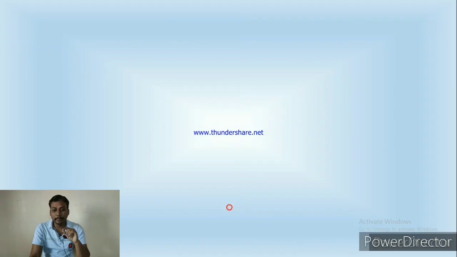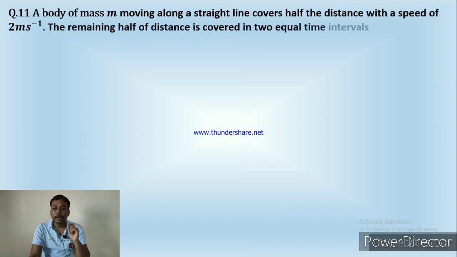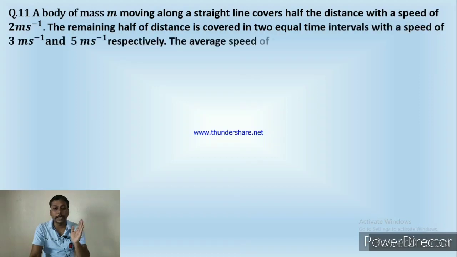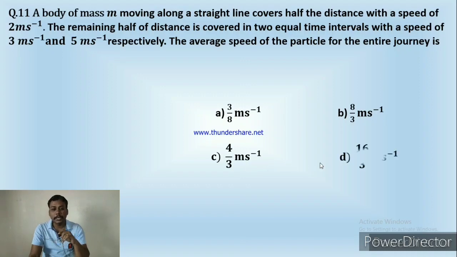A body of mass m moving along a straight line covers half the distance with a speed of 2 meter per second. The remaining half the distance is covered in two equal time intervals with a speed of 3 meter per second and 5 meter per second respectively. The average speed of the particle for the entire journey is. Options are A, 3 by 8 meter per second; B, 8 by 3 meter per second; C, 4 by 3 meter per second; and D, 16 by 3 meter per second.